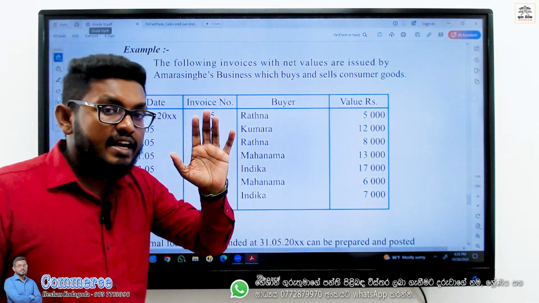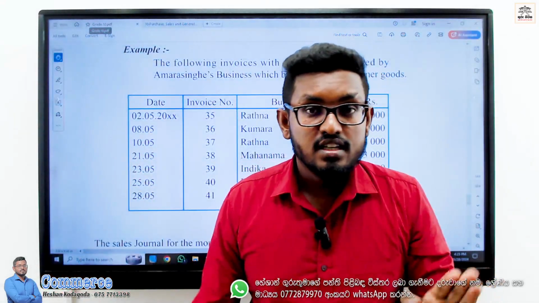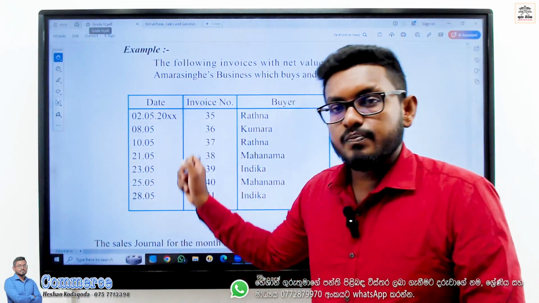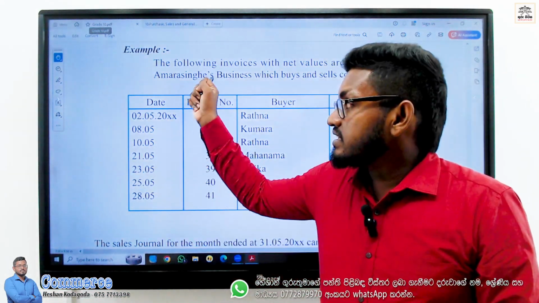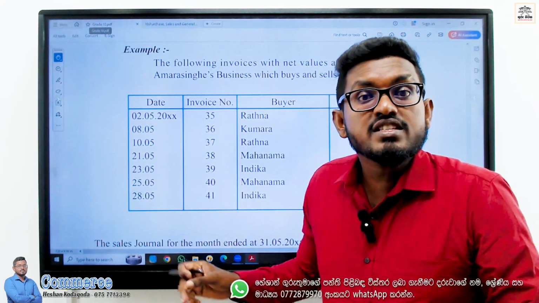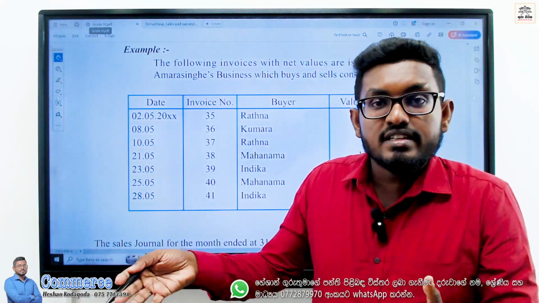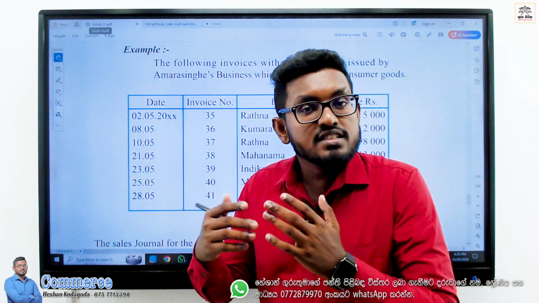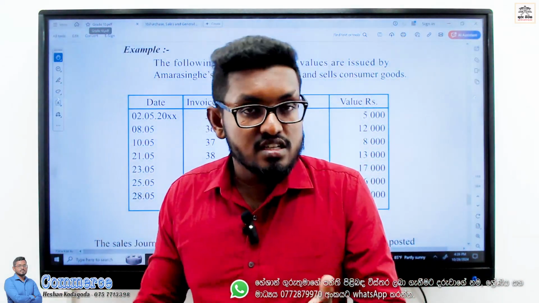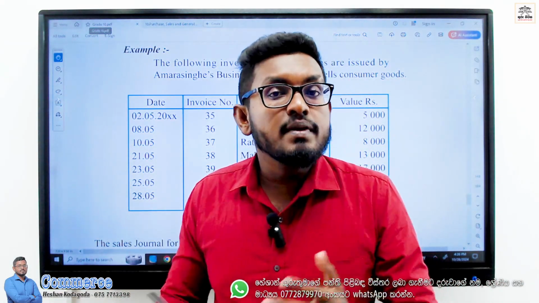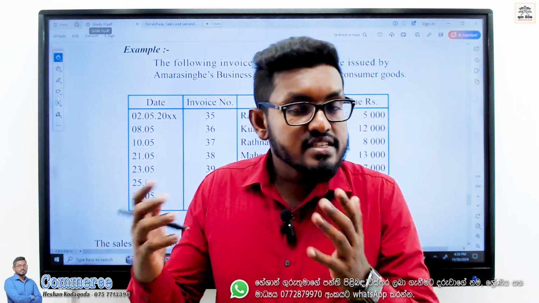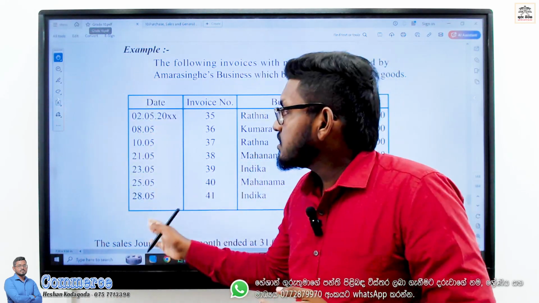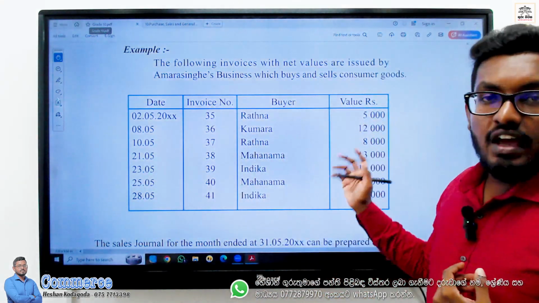If it were a cash basis sale, these should be receipts. But here, these are invoices. Invoices mean a credit basis purchase or sale. In credit basis purchases we issue a purchase invoice; in credit basis sales we issue a sales invoice. Date, invoice number, buyer, and the value. Then what happens?